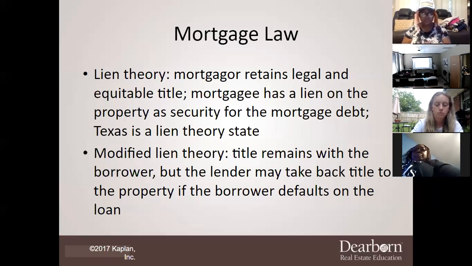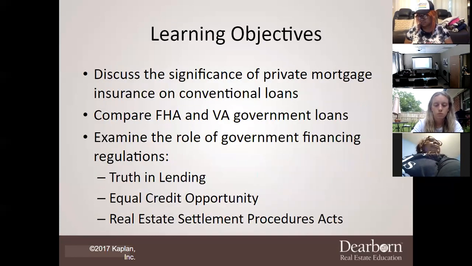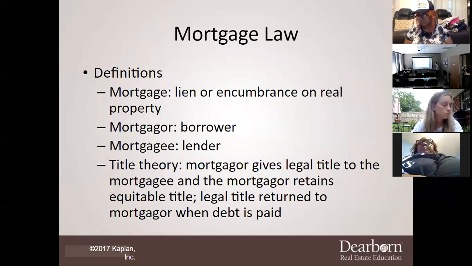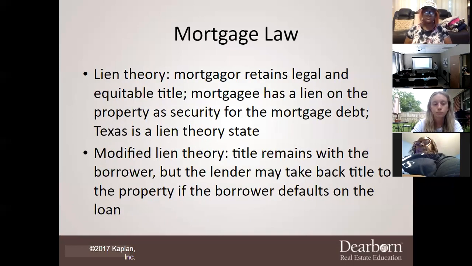There's also a modified lien theory. Title remains with the borrower, but the lender may take back title to the property if the borrower defaults on the loan. So you don't make your payments, you're in default, the property is going to revert back to the lender. Mortgagor is going to be the borrower. So it's going to go back to the mortgagee, not the mortgagor.